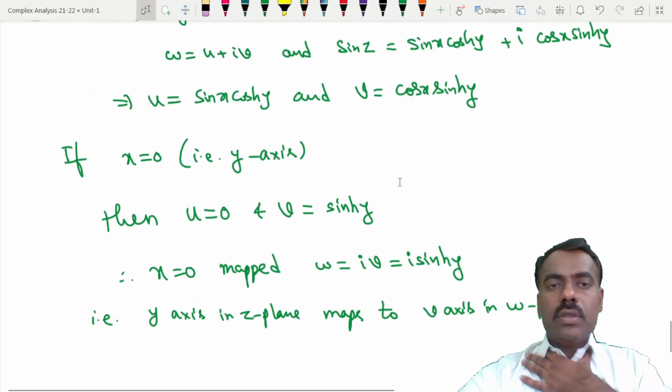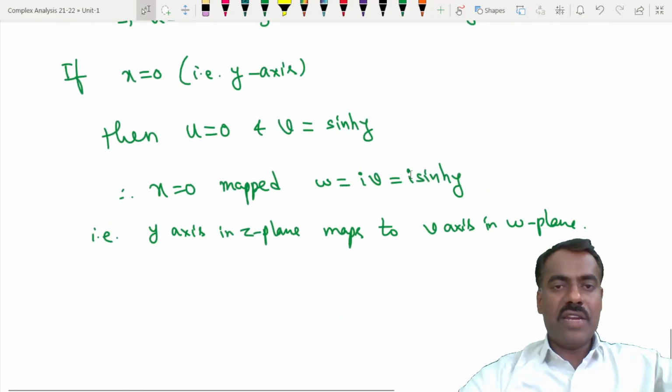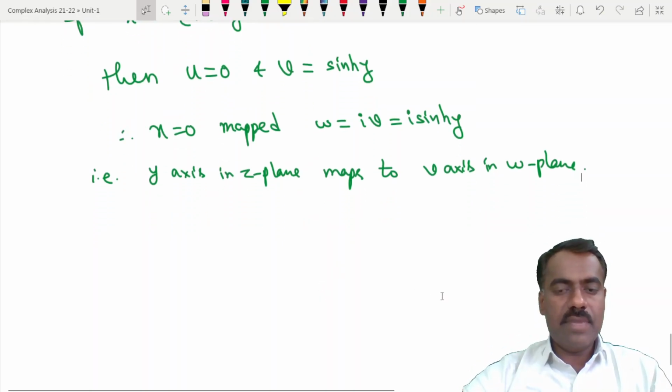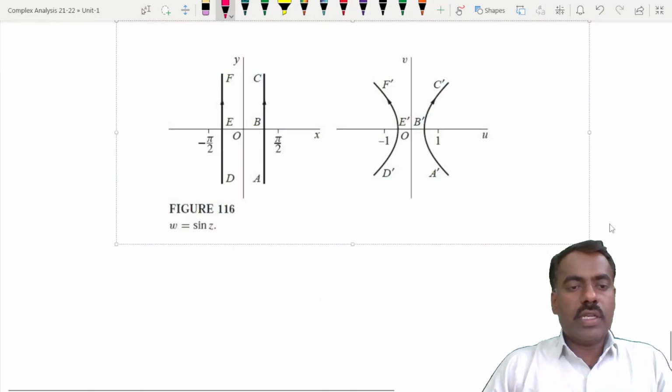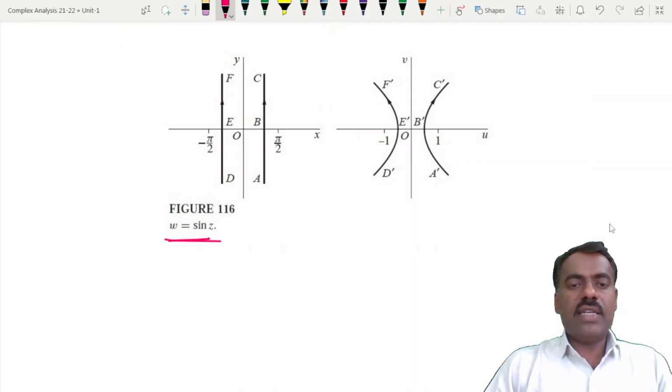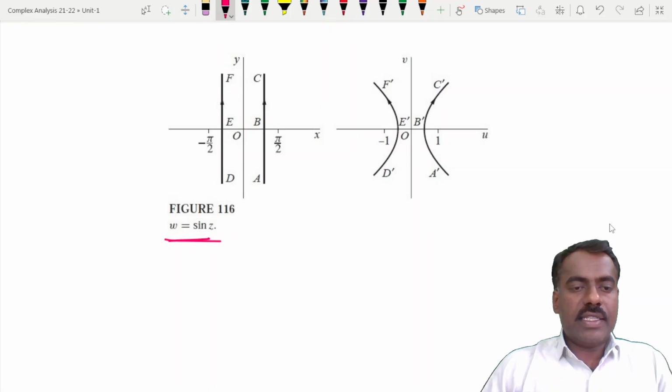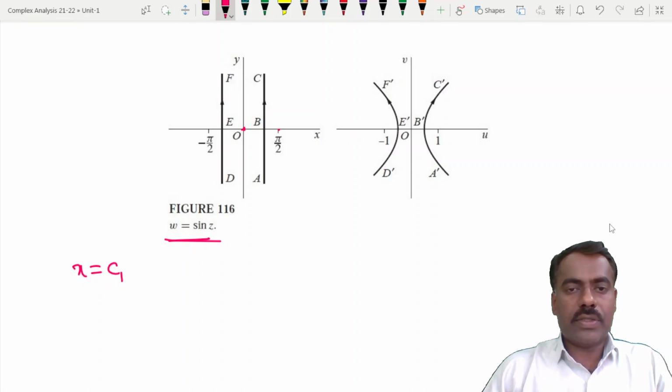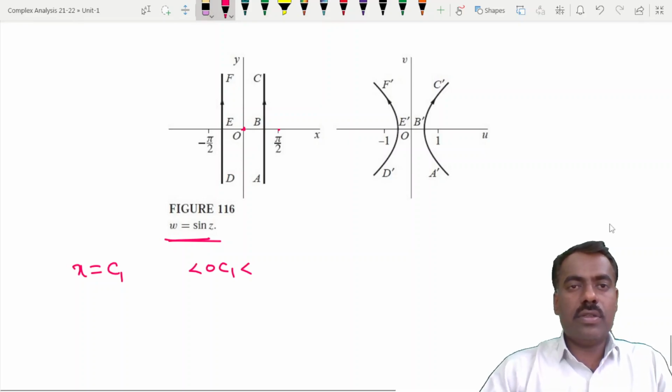If we take some non-trivial ones, like lines, let me take that image. So consider this one. Under w equal to sin z, consider x equal to, say, c1, where c1 is any value between 0 and π/2.